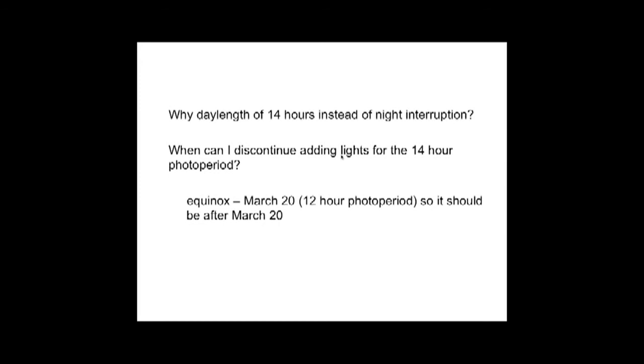And then the big question that growers often ask is, when can I discontinue the 14-hour day length? My answer to that is, remember when the equinox is. The equinox is March 20th, and the equinox means that you have a 12-hour photoperiod. It'll be a little longer than that because of twilight, but basically you have a 12-hour photoperiod.